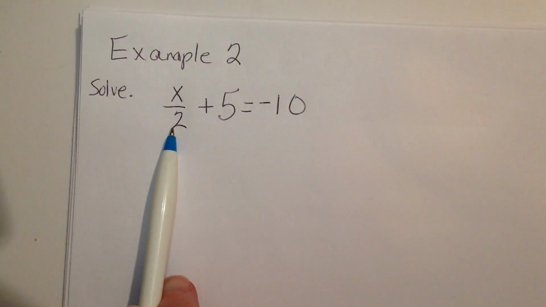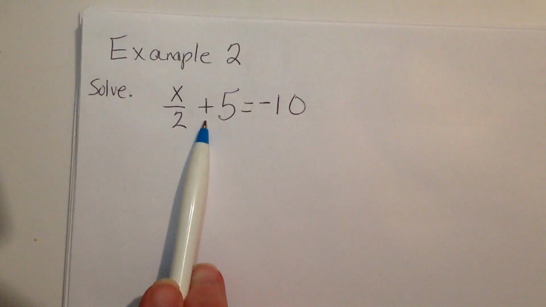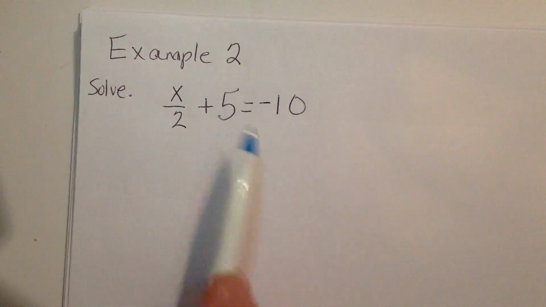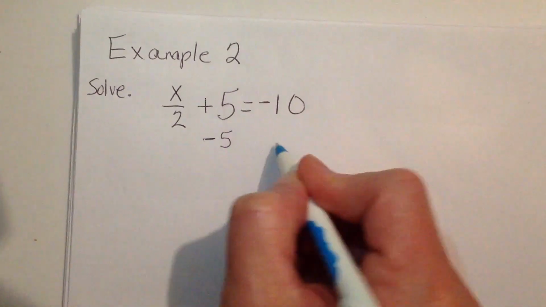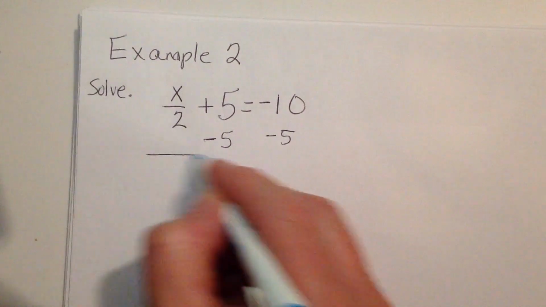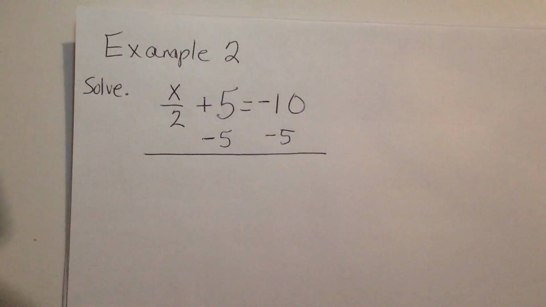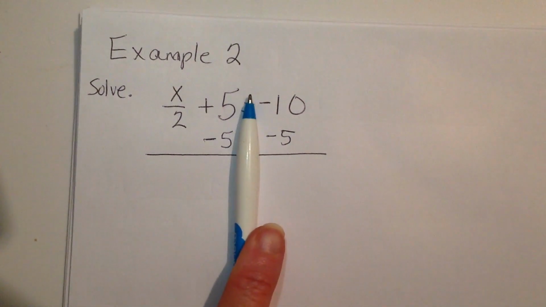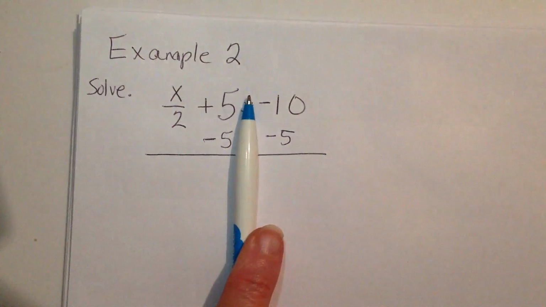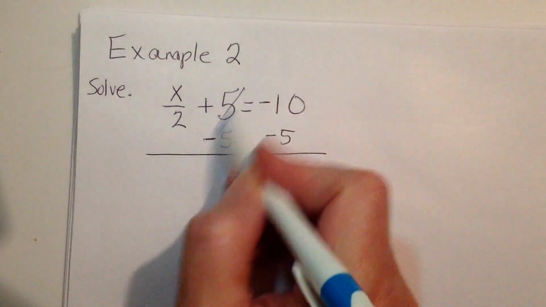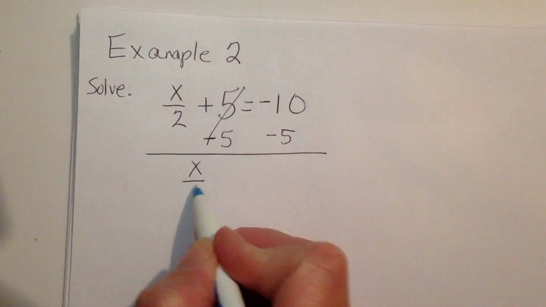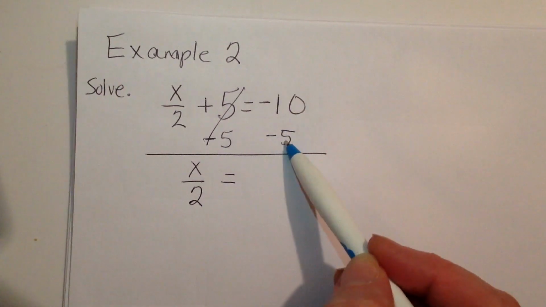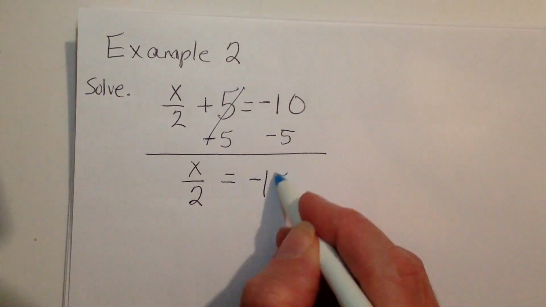isolate my variable term. My variable term is being added by 5. The opposite operation of adding 5 is subtract 5. So the first step we would take is to subtract 5 from both sides. Remember, your equal sign is your wall. What you do to one side of the equation, you must do to the other. The 5's cancel, leaving x divided by 2 equals negative 10 minus 5, which is negative 15.